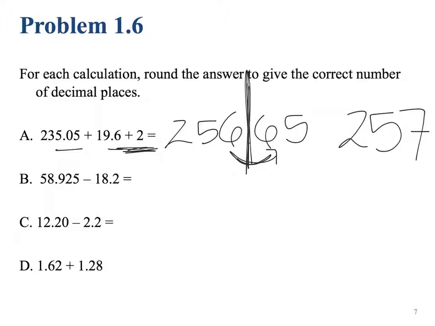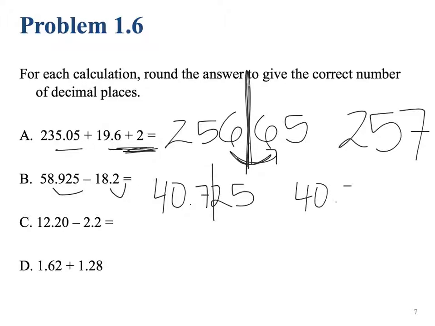Same thing here. This one has 3 decimal places, this one has 1. We take a look in our calculator, this is what the calculator says, but we're going to report with only 1 decimal place. So the answer will be 40.7. We take a look to the right, it's a 2, we don't have to add anything.